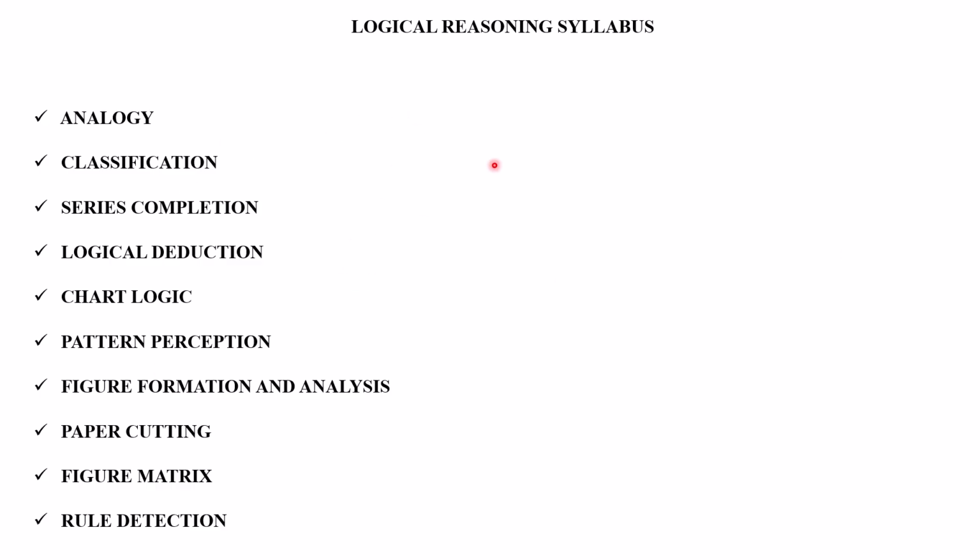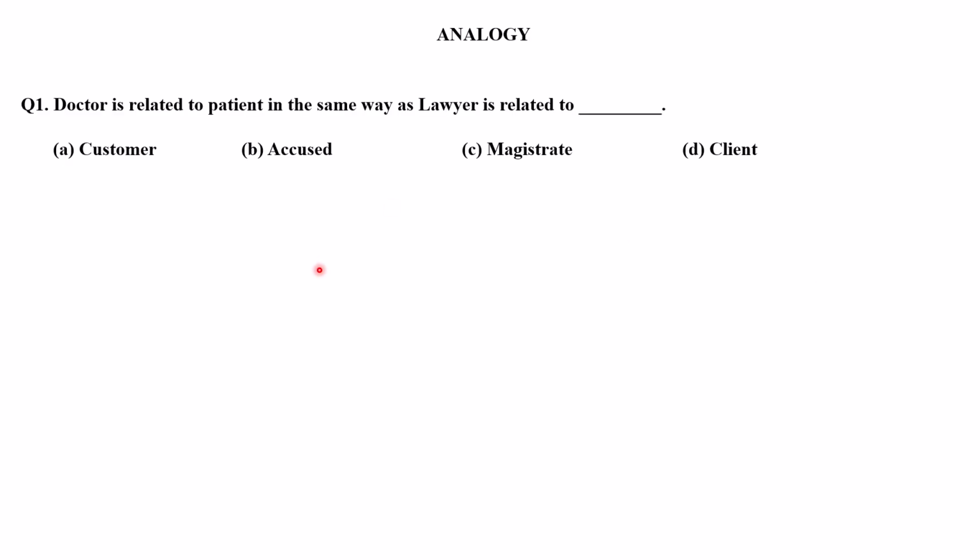Now these are the logical reasoning syllabus, and in this video I will be covering the questions from analogy, classification and series completion. The first three parts of the syllabus I will be covering in this video. Now this is the first question. Doctor is related to patient in the same way as lawyer is related to. See, doctor works for the patient, the same way lawyer works for the client, isn't it? This is a simple question. So here the correct option will be option D.